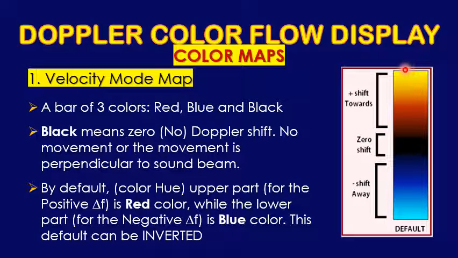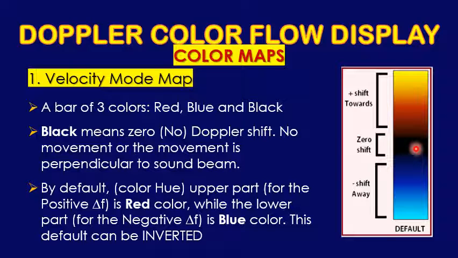So we have a color bar with an upper part, a center, and a lower part. It has three colors. The red is usually in the upper part of the bar, and then you have black in the middle part. This black color is displayed if there is no Doppler shift, so it means you might have no flow at all at this spot, or there is a flow but it is 90 degrees to the scan line, because the cosine of theta is zero, so the Doppler shift will be zero. Either way, if you have black, it means there is zero Doppler shift.